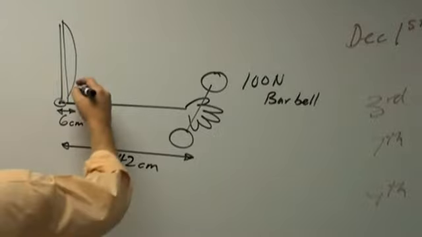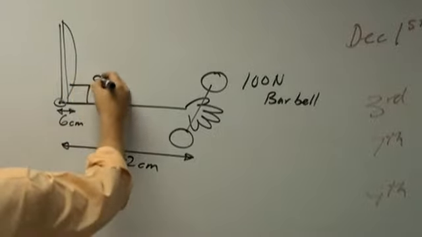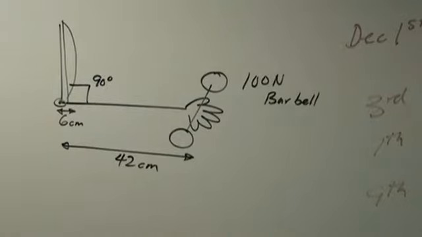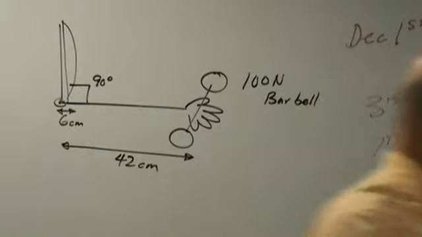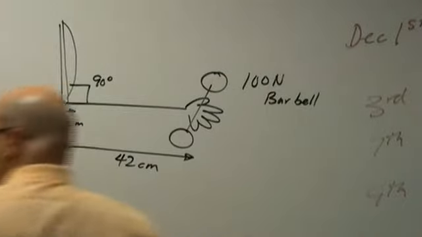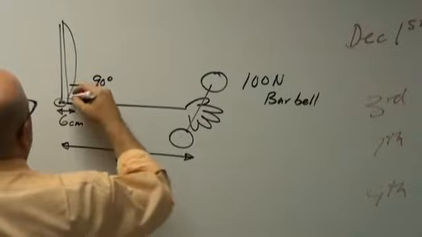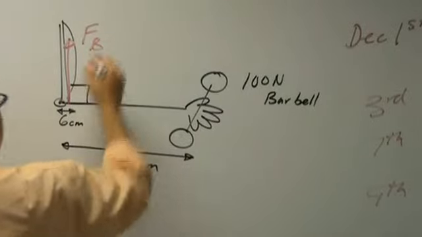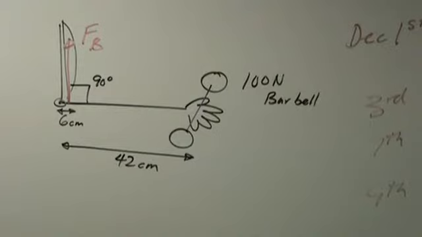Now, let's assume that this angle right here is 90 degrees. All right? What force must your bicep produce in order to hold this right here? Another word for it. Oh, we want a vertical force. Yes. Now, we'll just call this the force from the bicep, F bicep. What force must the bicep produce to hold this in place?